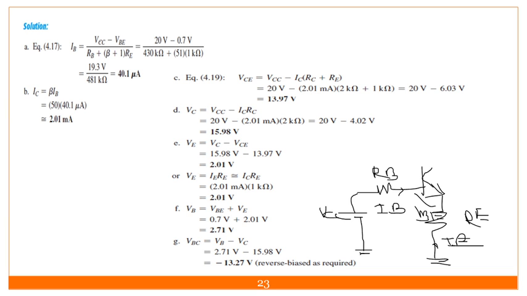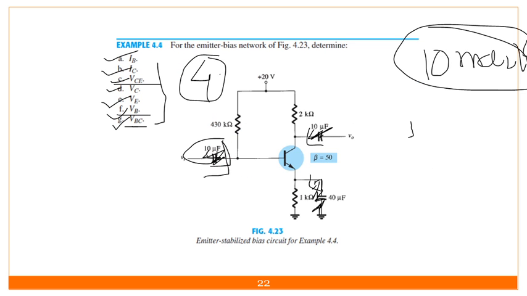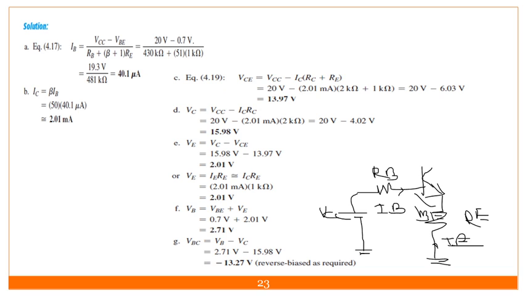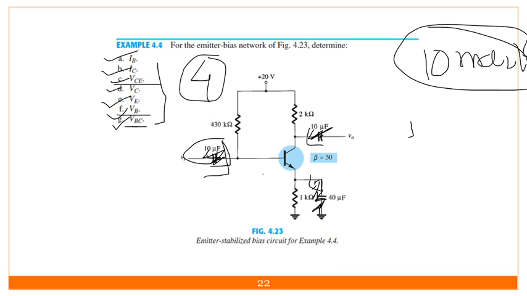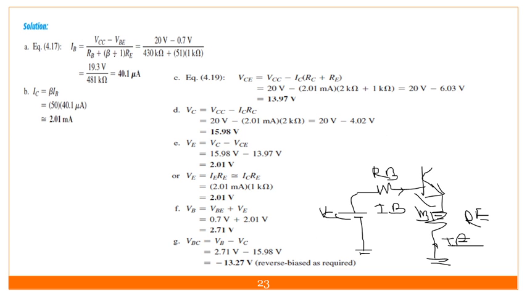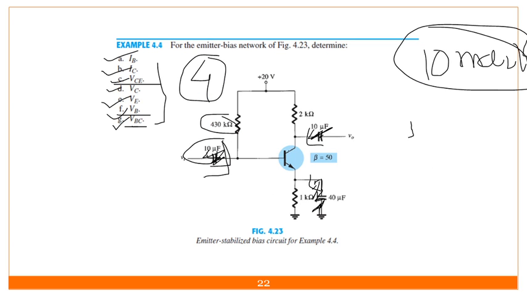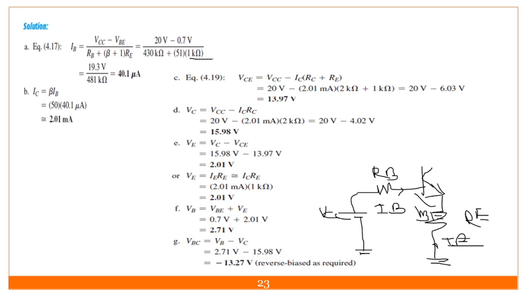So put the value of VCC. VCC is 20 volt. VBE is always 0.7, keep in mind. Then RB, how much? The value of RB is 430 kilo ohm. Beta is given to you, that is 50, and RE is 1 kilo ohm. If I calculate this, 20 minus 0.7 is 19.3, divided by 480 kilo ohm. So near about 40.1 microampere is the current flowing through RB. That is my IB over there.